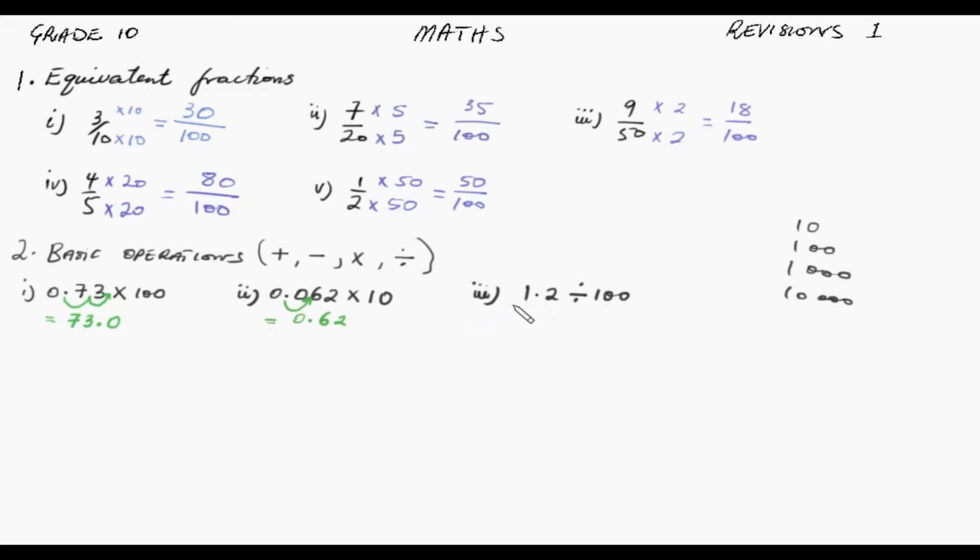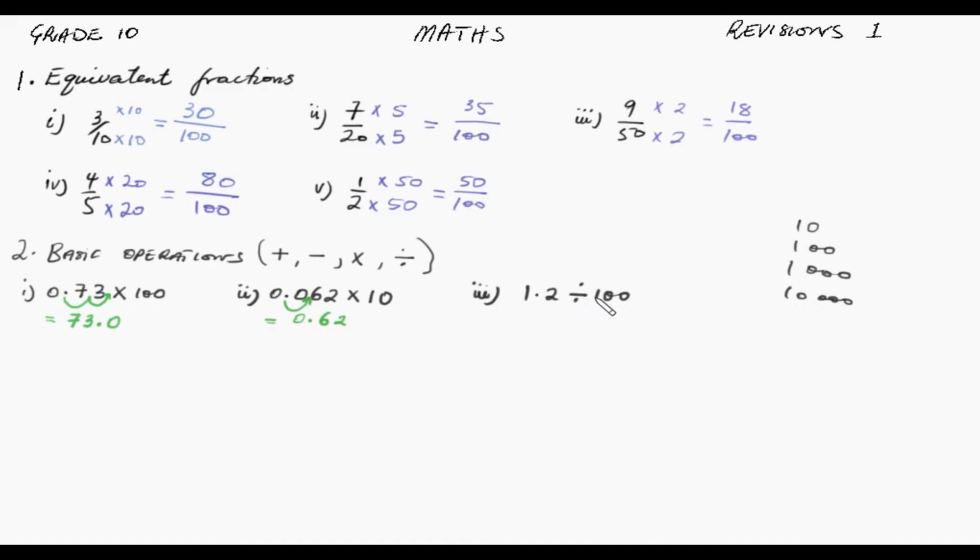What do you do? You are dividing by 100. When you divide by the powers of 10, 100 is 10 to the power 2. 1000 is 10 to the power 3. 10,000 is 10 to the power 4. So when you multiply or divide a decimal number by the powers of 10, you are just going to move the decimal point.